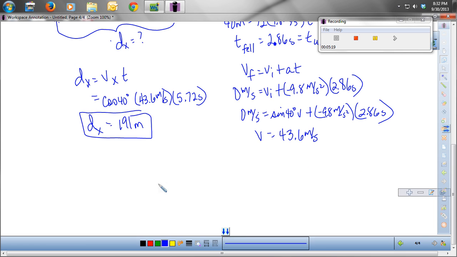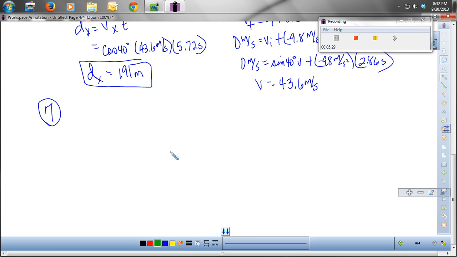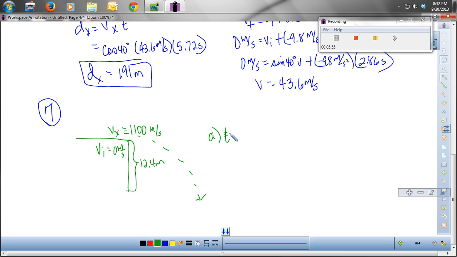Okay, number 7. On number 7, I have a can of Dr Pepper that's kicked horizontally at 1100 meters per second. I don't know what kicked it. That's an incredible speed. So there's my 1100 meters per second. That's horizontally, so it's going to do something like that, and gravity is going to pull it down. Its initial vertical velocity is 0. And the cliff itself is 12.4 meters high. So we want to know how long is the can in the air. T is equal to question mark.